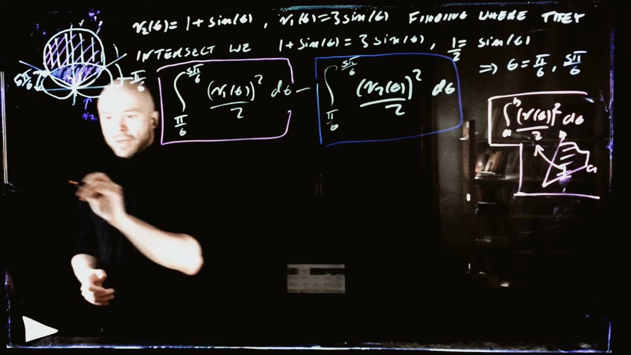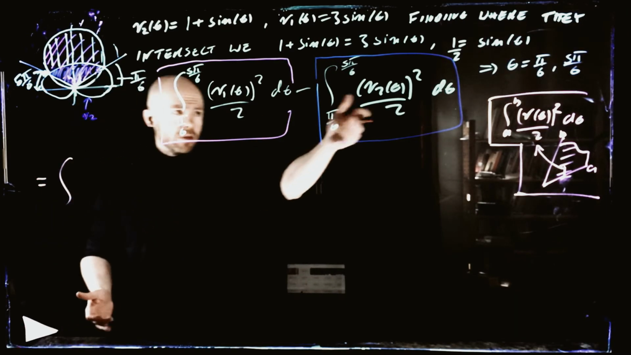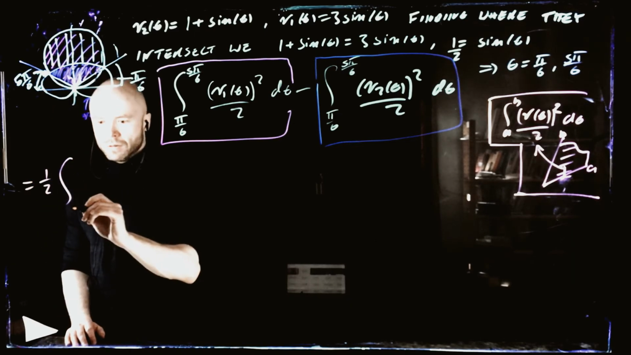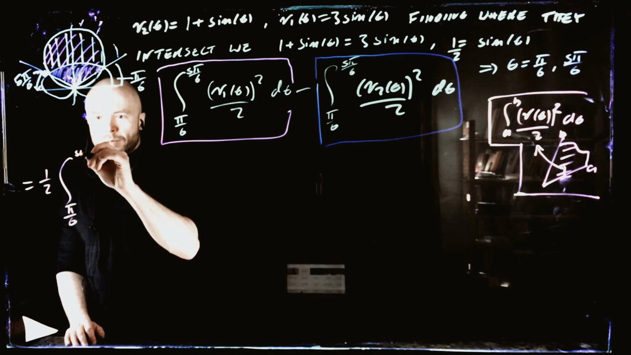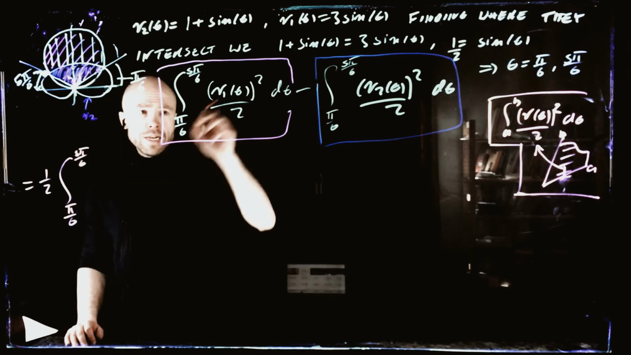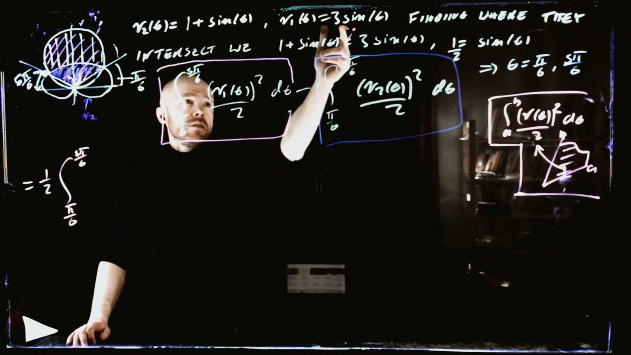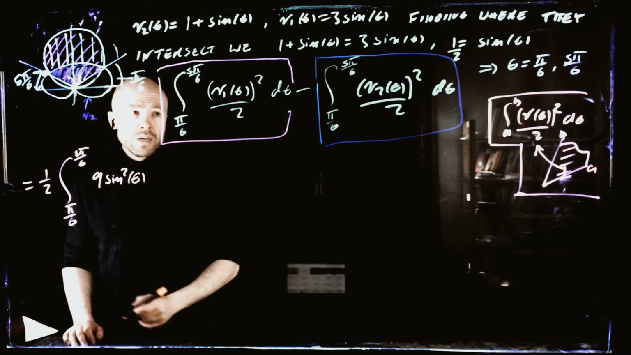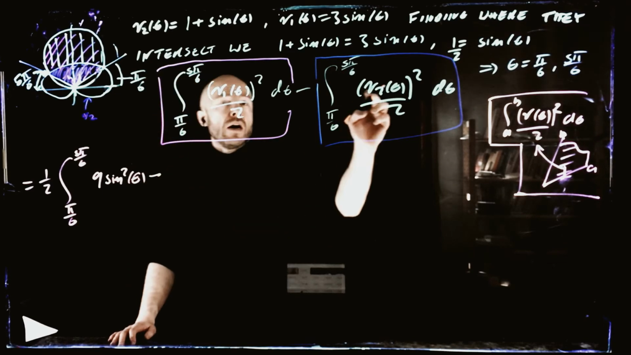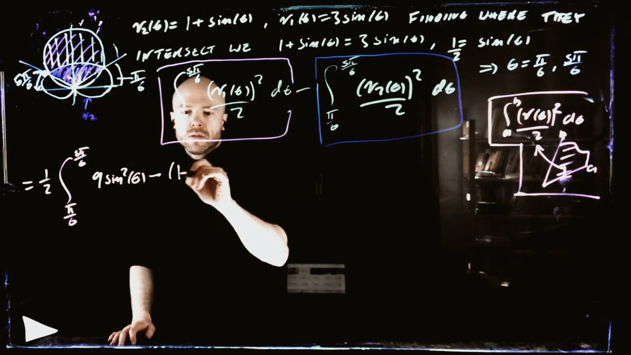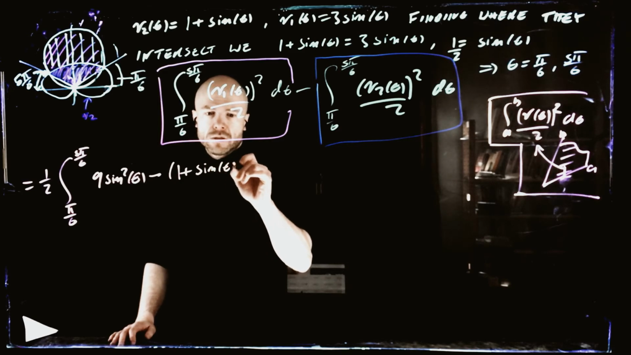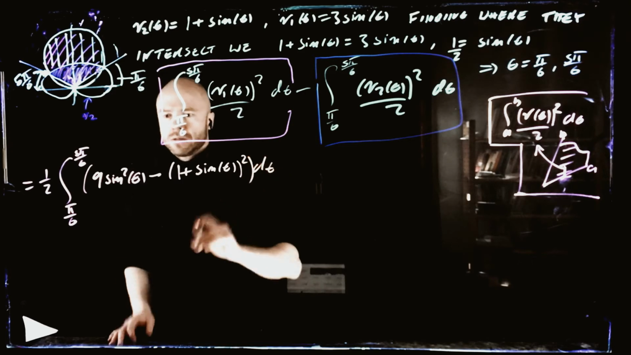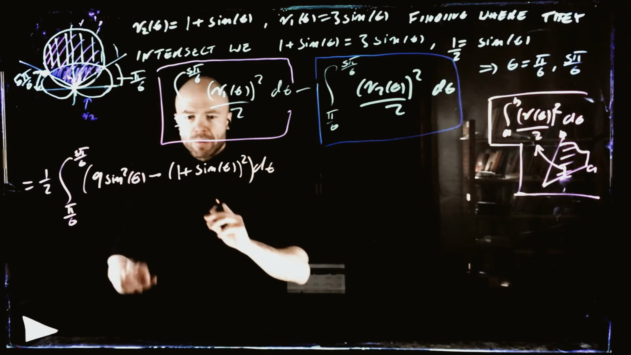Cool. So we can incorporate this into one line because it's an integral over the same thing, right? Over the same interval. So this is 1 over 2 from pi over 6 to 5 pi over 6. And then let's actually put in what R1 is. So R1 is this thing. So it's going to be 9 sine squared of theta minus R2, which is this thing, which is 1 plus sine of theta squared d theta. Yeah? So this is our explicit integral that we have to carry out.